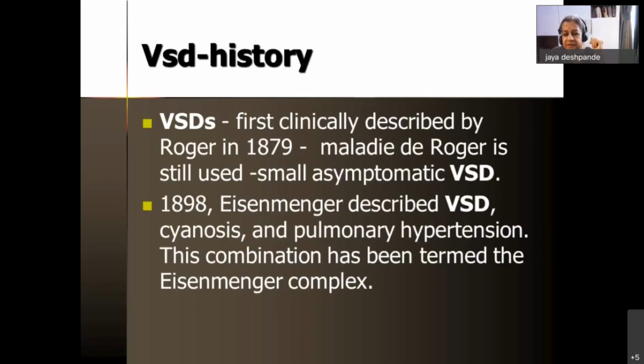Now, ventricular septal defects were first described by Roger in 1879, and in those days it was called Maladie de Roger in his honor. And today it is a term which is still used, particularly for small asymptomatic VSD. In 1898, Eisenmenger described VSD with cyanosis and pulmonary hypertension, and since then this complex has been termed the Eisenmenger's complex.